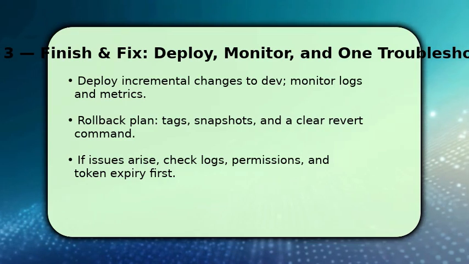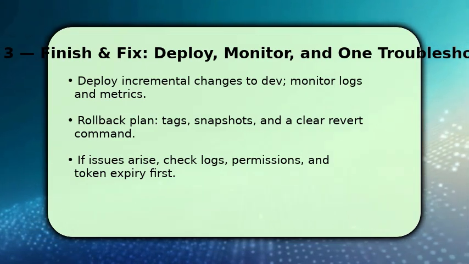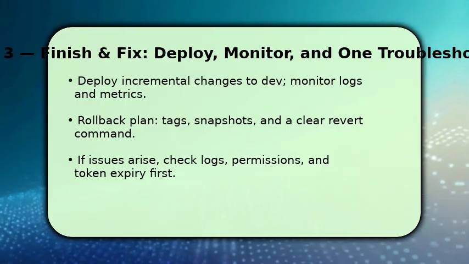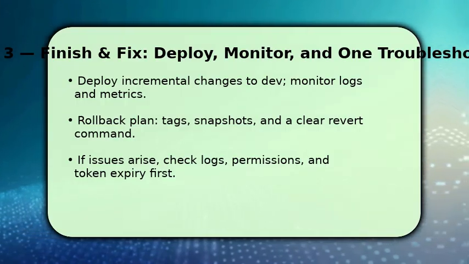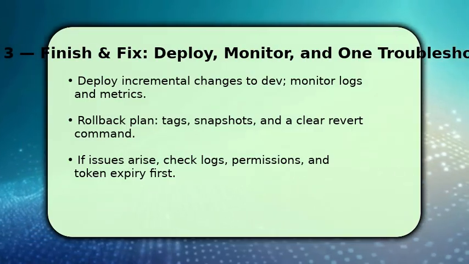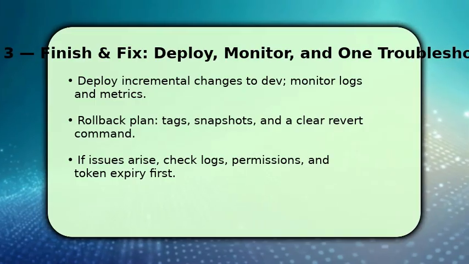Now deploy small, incremental changes using the dev account so you can monitor logs and metrics closely. This lowers blast radius. Keep a rollback plan ready, use tags, snapshots, or a known revert command to restore quickly if needed. Once deployed, validate integrations and performance.